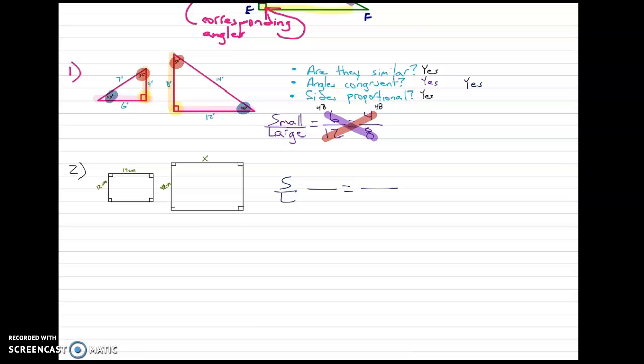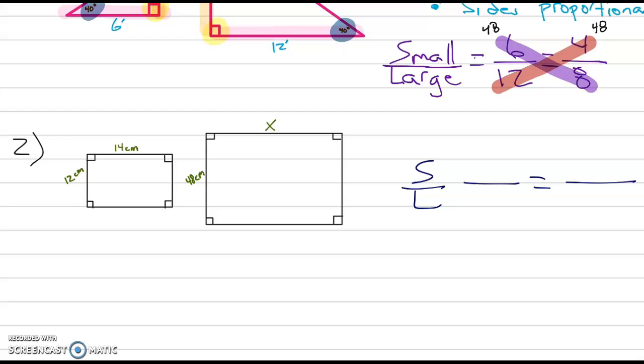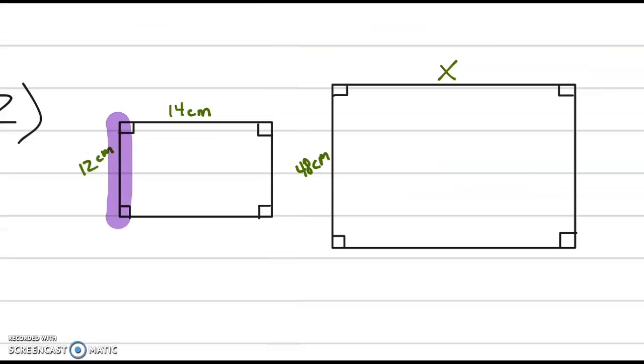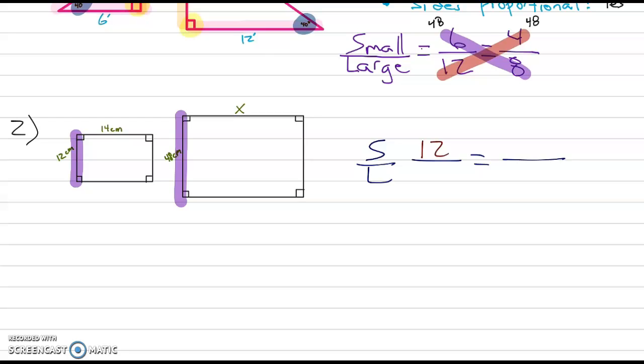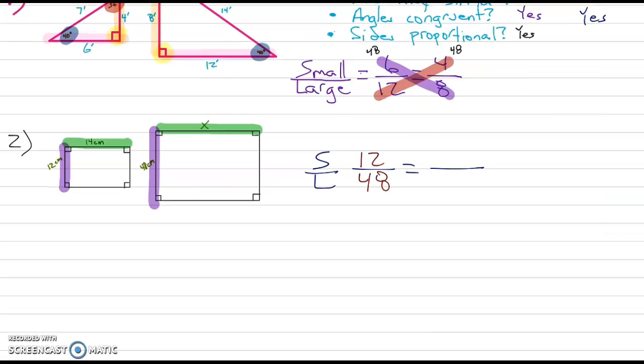Anything on the small rectangle is going to go on the top, and anything from the large rectangle is going to go on the bottom. So now we have to find corresponding sides. We see that the short side on the small rectangle is 12, right there. And the short side on the large rectangle is 48. So those are corresponding sides. So small is 12 and large is 48. Our two other corresponding sides, because they are rectangles, these will match. The large side is 14 on the small rectangle, and our missing value is the large side of x on the large rectangle. So the small is on top, 14, and the large is on the bottom, x.